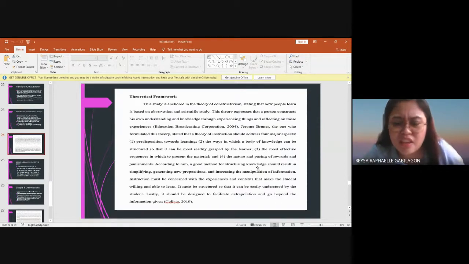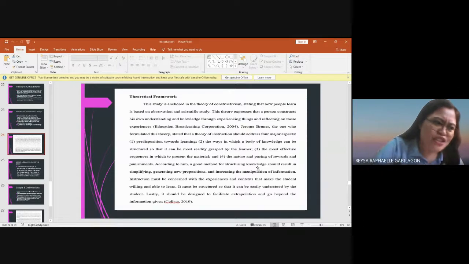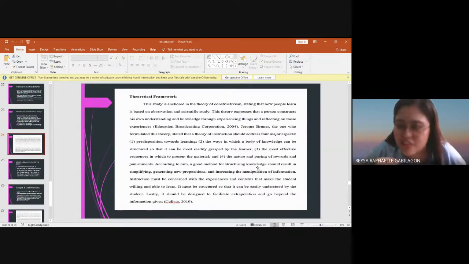So, why did I include this? Because my goal is to make a laboratory manual. We believe that aside from the lecture and other learning strategies, it is also important to do hands-on activity in the laboratory. And the theory of constructivism includes learning through observation and scientific studies, which we really do in pharmacology.